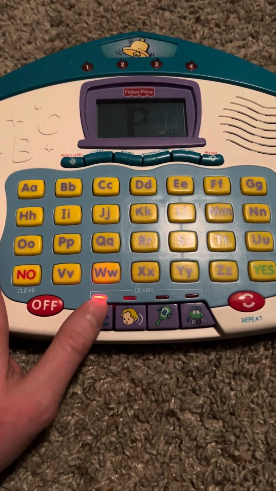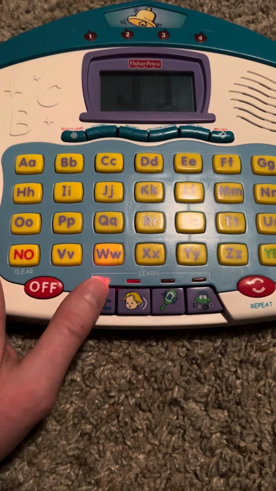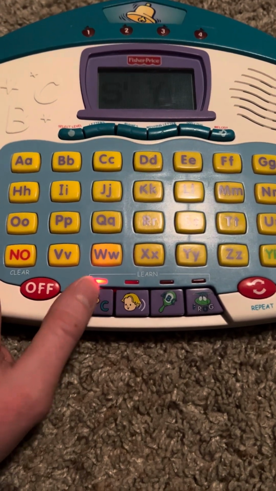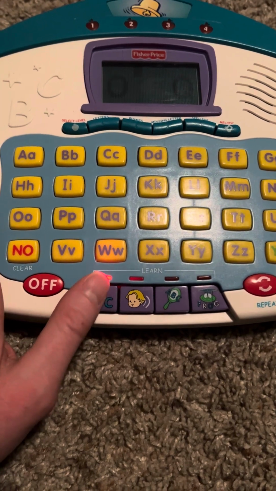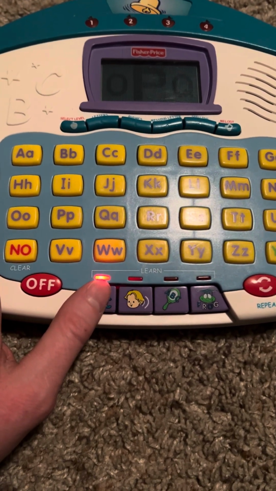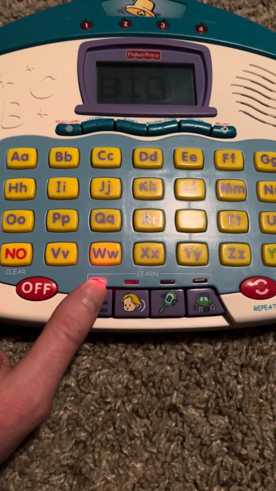This is little p. This is N. J. K is the middle letter in the word sky. The letter P comes right after O. And I is the middle letter in the word big.